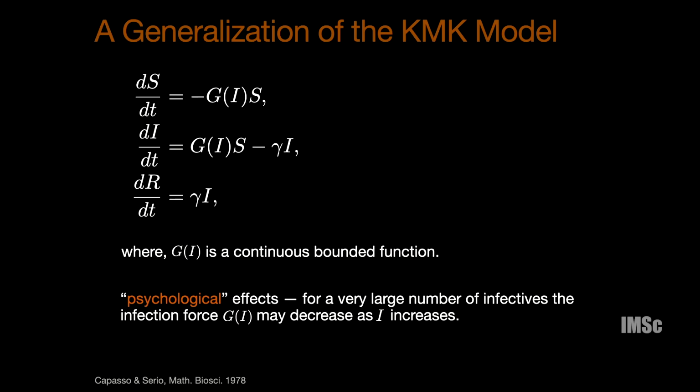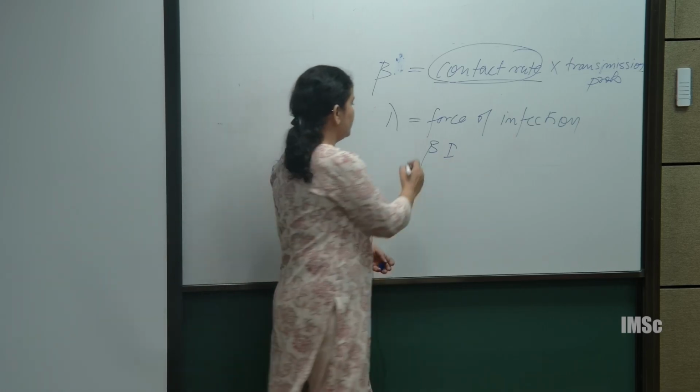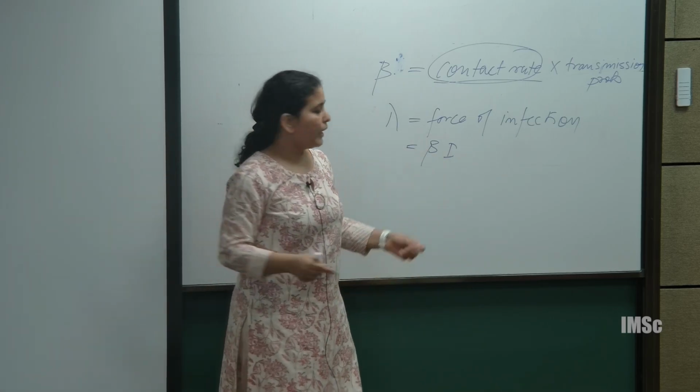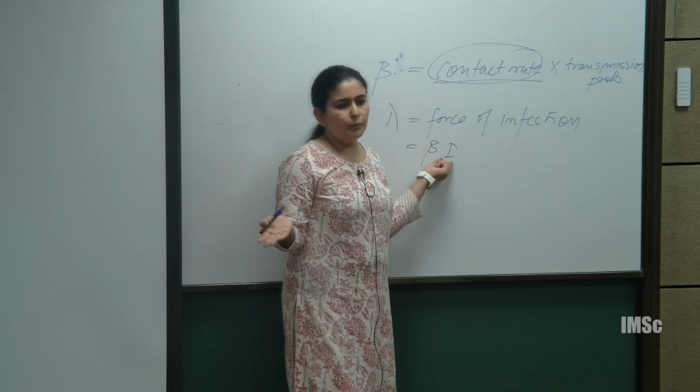They generalized the KMK model, the Kermack-McKendrick model, saying that now the beta I that I considered, so this force of infection, let's call it lambda, which is the force of infection. So I consider it to be a linear function of I, right. I consider this to be beta I, lambda in the model, right. So now I say it is not a linear function of I, right. It is some function of I, but not a linear function.